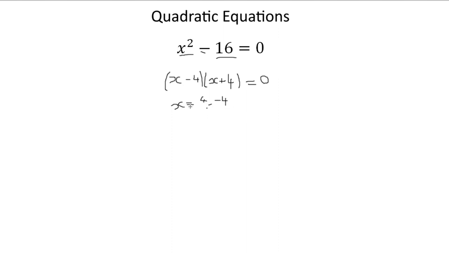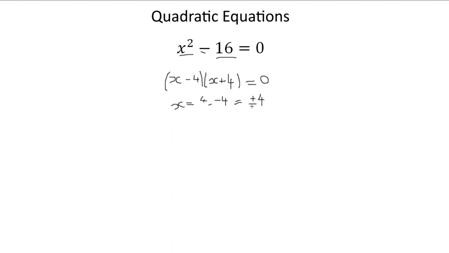There's another way to write this, by the way, if you want to make it more compact and easier to read. You can say x equals plus or minus 4, and that simply means it's either plus 4 or minus 4. So it's the same thing as that, just more put together.